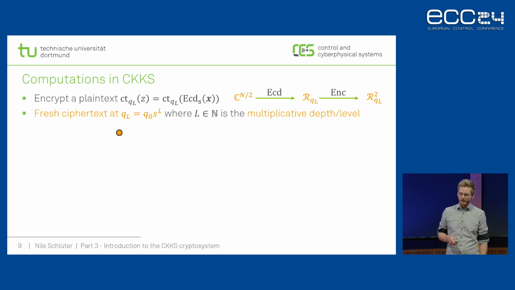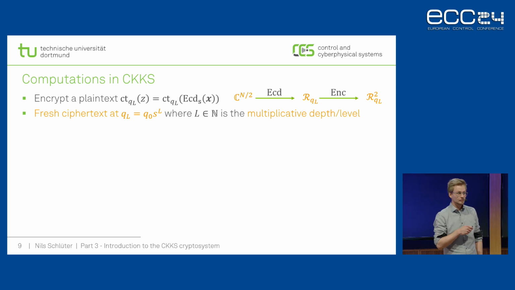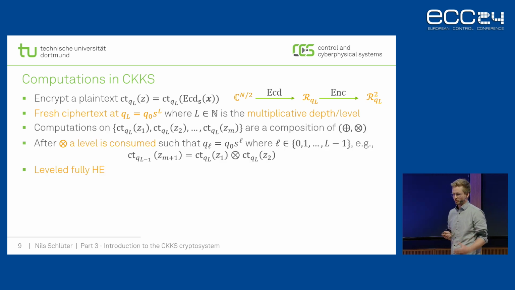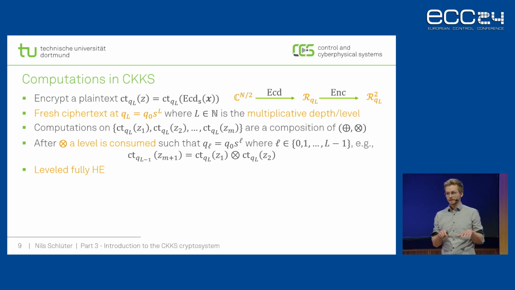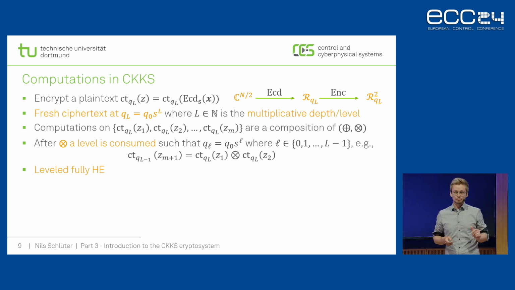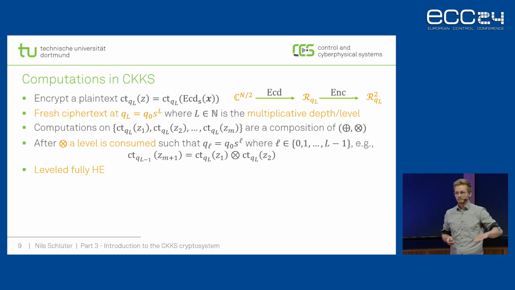The first ciphertext, as I said, comes with a modulus. The modulus is Q_L, which consists of a base modulus Q_0 and a scaling factor S, raised to the power L, where L is the multiplicative depth or level. Moritz already mentioned that we have a certain level in CKKS, and this is really one of the core concepts. Because if we do computations on certain ciphertexts by using the homomorphic addition and multiplication, then after each multiplication, one level is consumed, so the level reduces over time.